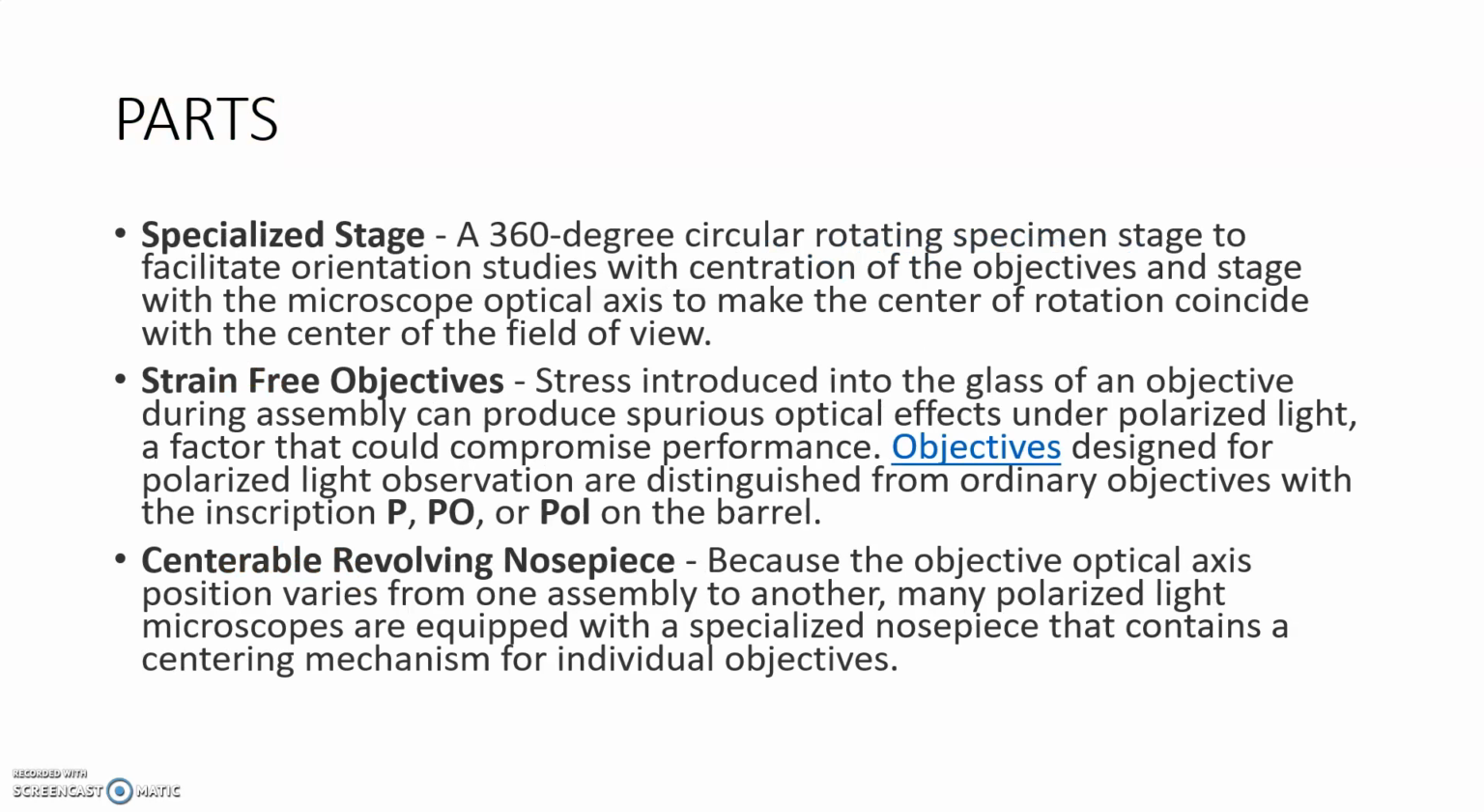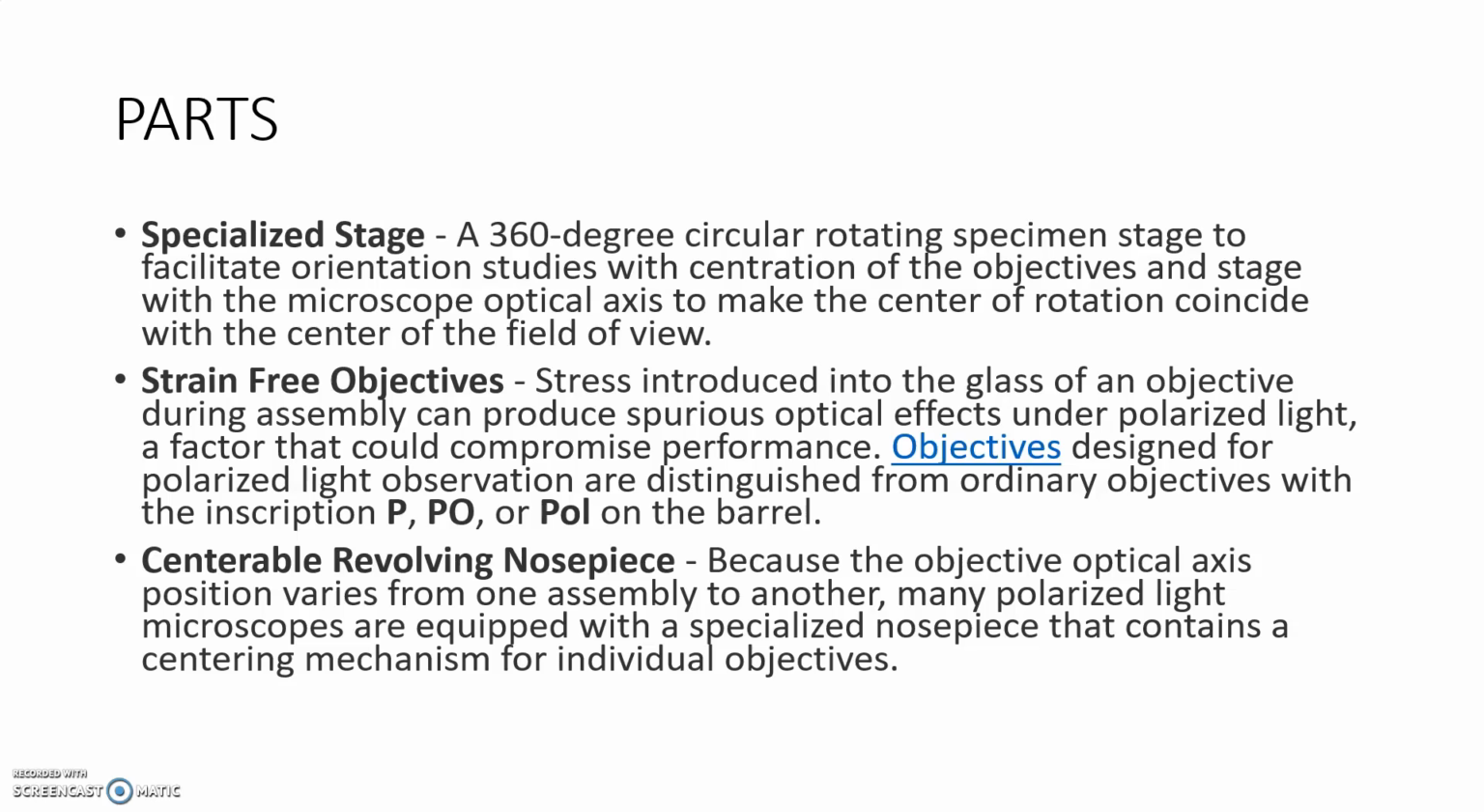Then the specialized stage, a 360 degree circular rotating specimen stage. It facilitates orientation studies with centration of objectives and stage with the microscope. The next is the strain-free objective. The stress introduced into the glass of the objective during assembly can produce spurious optical effects. So in this type of microscope, objectives designed for polarized light observation are used, and they are distinguished from ordinary objectives with the inscription PPO and Pol on the barrel.